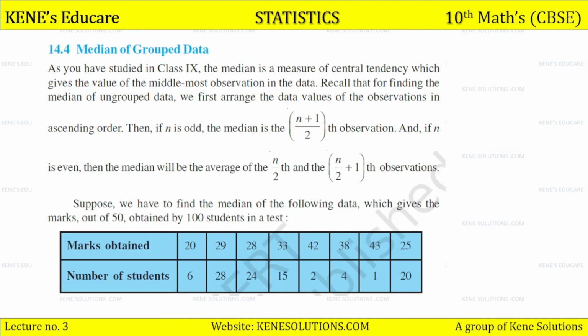As you have studied in class 9, the median is a measure of central tendency which gives the value of the middlemost observation in the data. Recall that for finding the median of ungrouped data, we first arrange the data values of the observations in ascending order. Then if n is odd, the median is the (n plus 1) upon 2th observation. And if n is even, the median will be the average of the n by 2 and the n by 2 plus 1 observation.